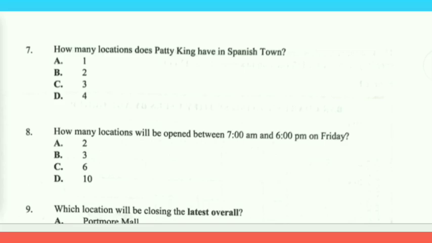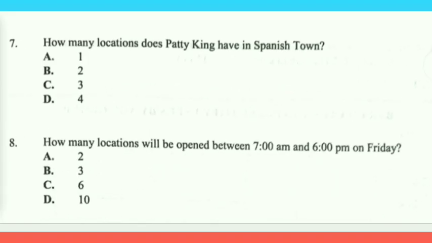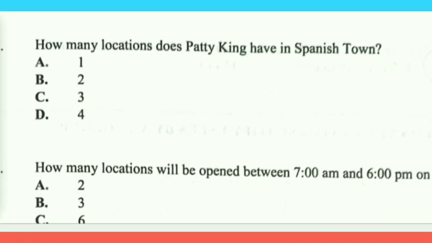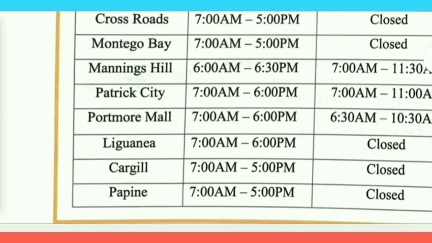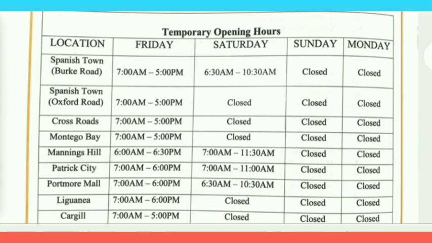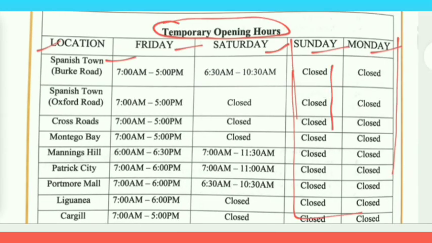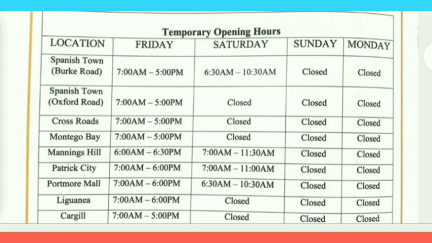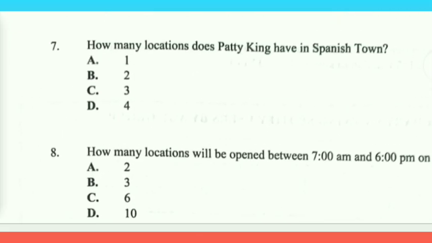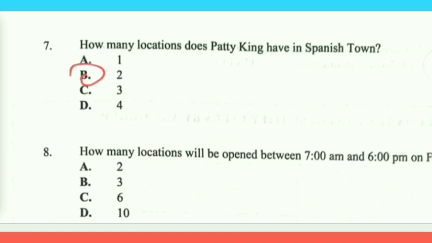All right, let's look at number 7, as in item 1 for that advertisement. How many locations does Patty King have in Spanish Town? Let's go back up to the advertisement and see Spanish Town. And we're seeing Spanish Town twice. So they have 2 locations, one on Berkeley Road, one on Oxford Road. So let's go down and see they have 2 locations, and that is B.